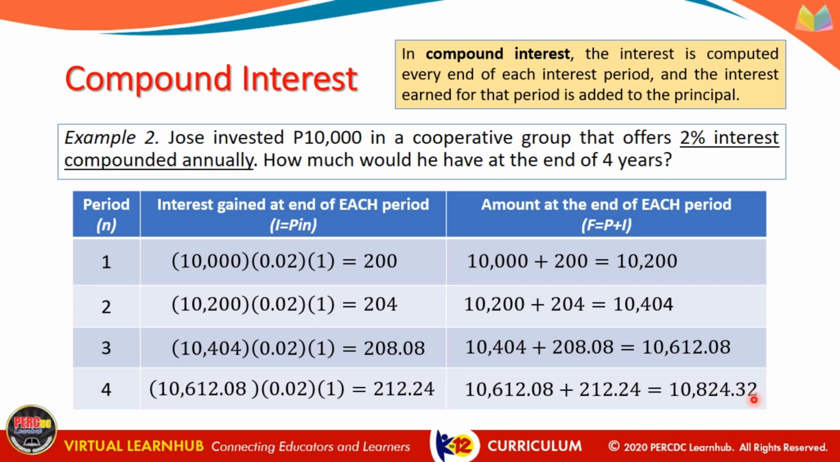That makes it 10,824.32. Okay? So to answer how much would he have at the end of 4 years if the interest is compounded, our answer would be 10,824.32. Okay?